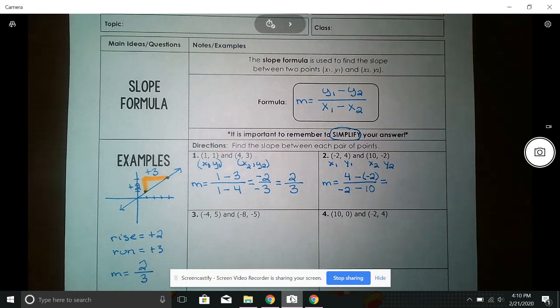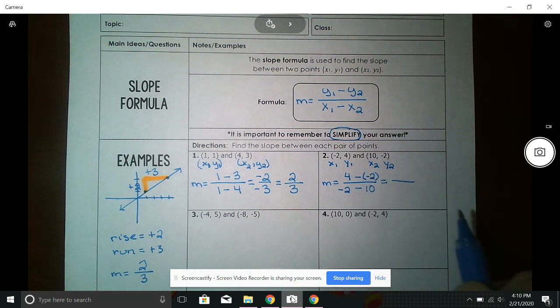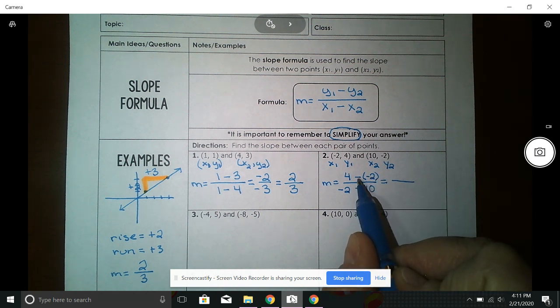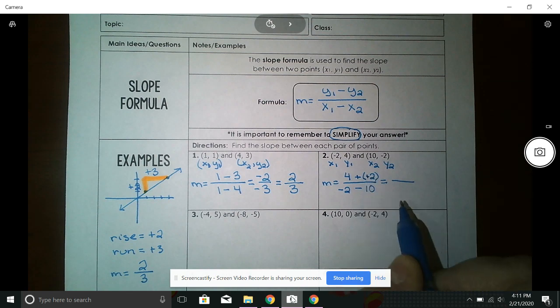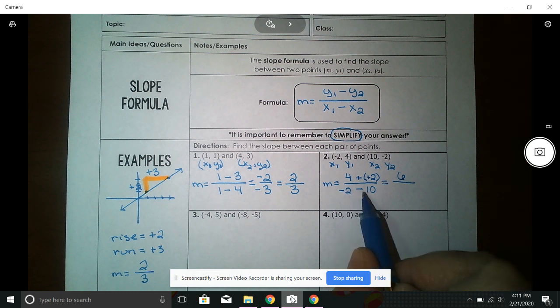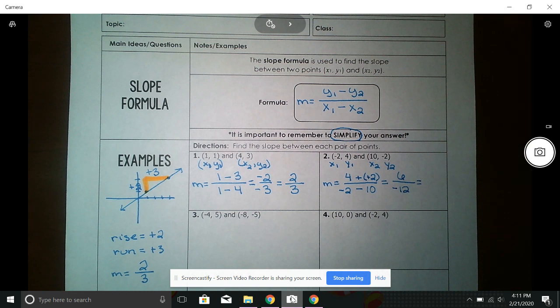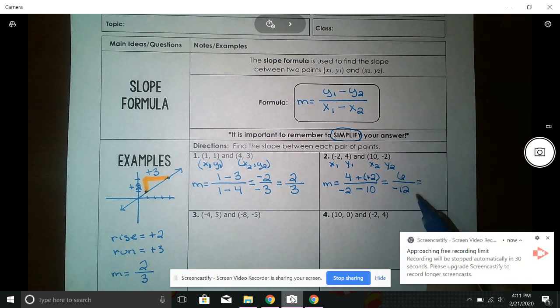Now for some basic arithmetic. 4 minus negative 2. I hope you've learned along the way that when you minus a negative value, you could use keep, change, change, or you can negate the second value. So 4 plus 2 is 6. Negative 2 minus 10 is negative 12. And now I need to reduce. A positive divided by a negative is negative, and 6 divided by 12 is 1/2. Final answer.